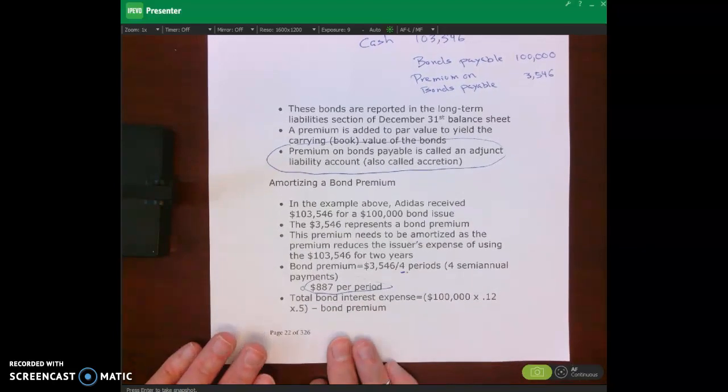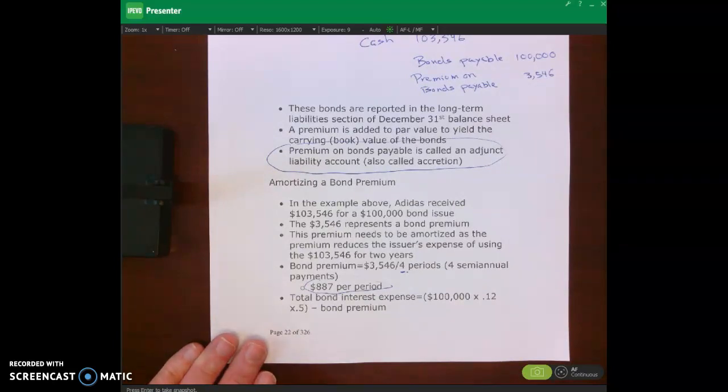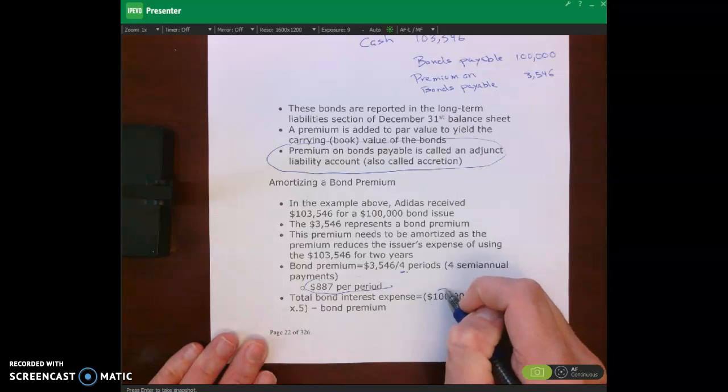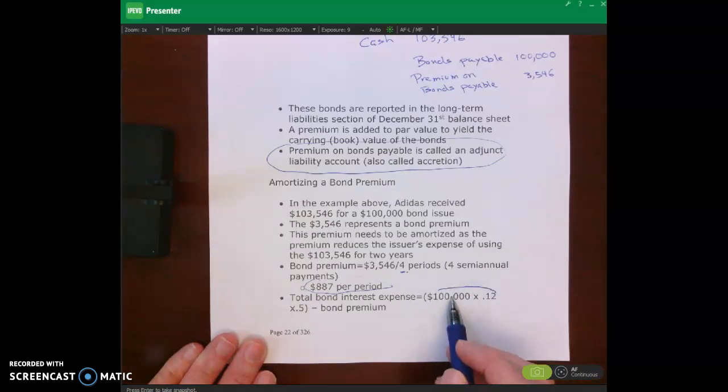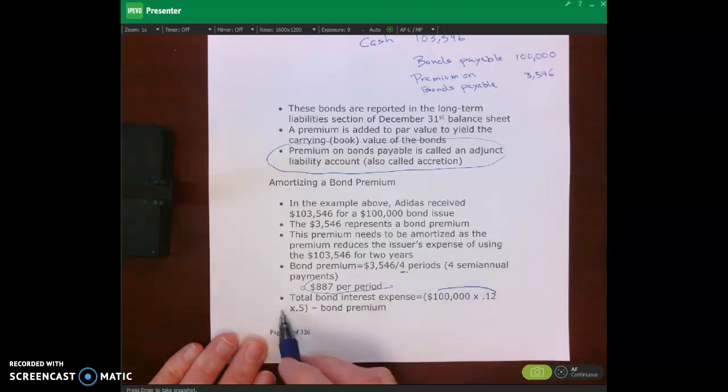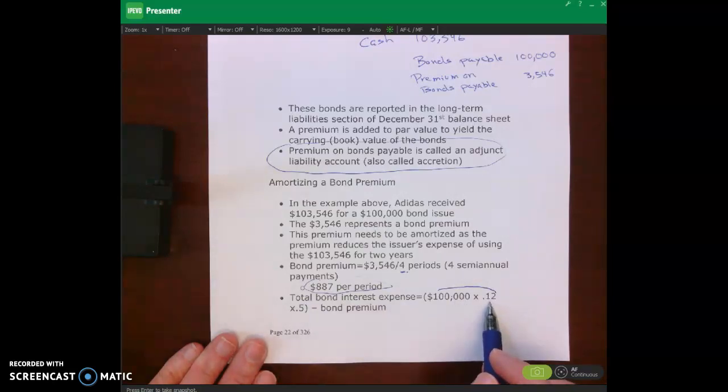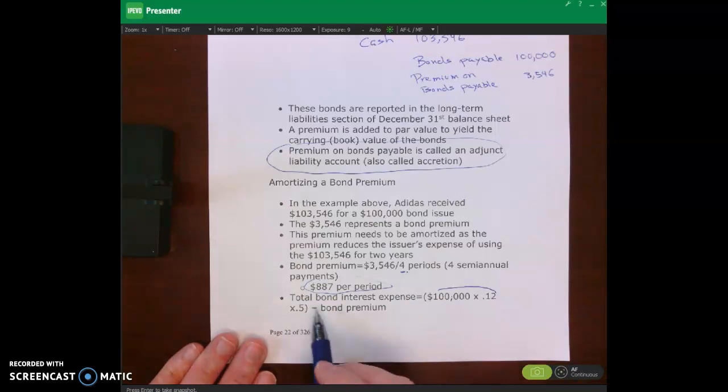Now, the total amount of bond interest expense that we have to pay is going to be equal to how much we have to pay our bondholders, which is always par value times contract rate. In this case, the contract rate is 12%, but it's semiannual. So it's 100,000 times 0.06, or 100,000 times 0.12 times 0.5, same answer. Total bond interest expense is going to be how much we pay our bondholders minus our amortized bond premium.